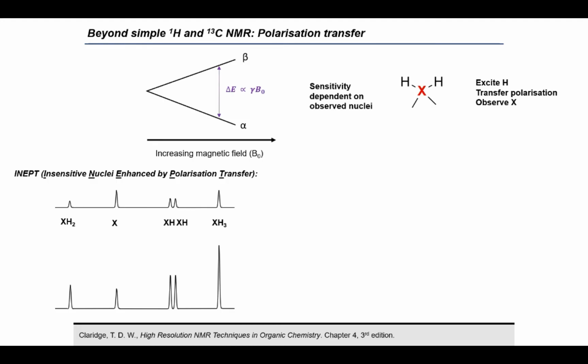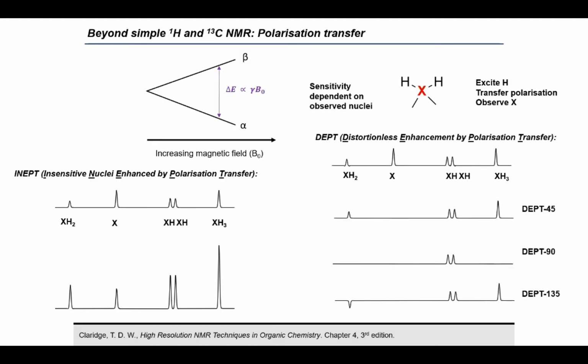You're probably going to be slightly more familiar with a technique called DEPT, which stands for distortionless enhancement by polarization transfer. Now, this is a similar experiment, but it turns out that a side effect of DEPT is that we can vary one parameter in the pulse sequence. That's what the numbers come from in different DEPT experiments: DEPT 45, DEPT 90, and DEPT 135. Those numbers are in reference to that one parameter that we change.